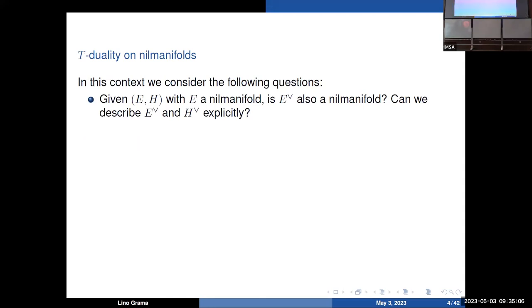Okay, and this talk has two parts. The first part is building this setup, and the second part will give some applications to generalized structures. And also some motivations and related works.